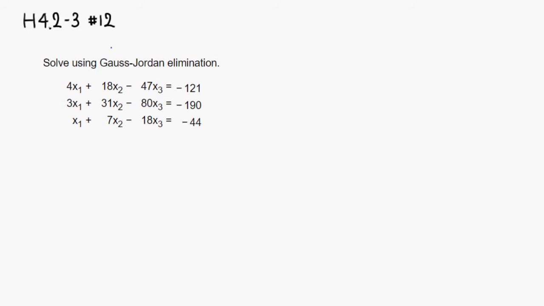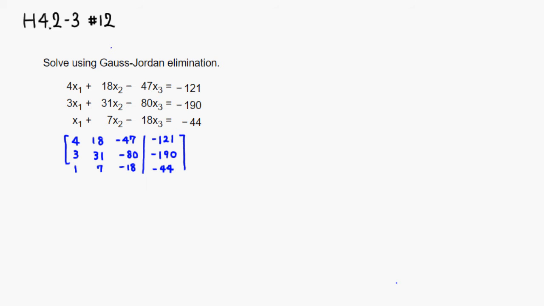First we have to turn this into a matrix, so that's pretty easy, right? You have a 4, 18, negative 47. Then you have a vertical line here, negative 121, and you have a 3, 31, negative 80, then we have negative 190. And the last one is 1, 7, negative 18, and then negative 44.